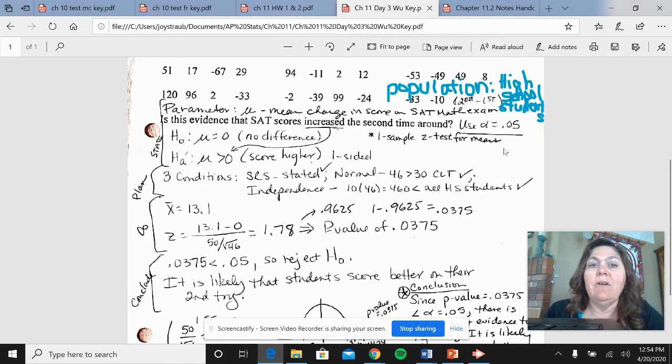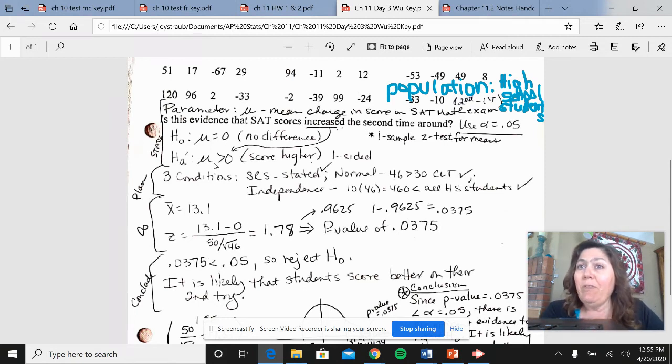Just like in confidence intervals, I mentioned that AP likes to see you state the procedure. So we are doing a one sample Z test for means. There it is stated. Also in my state is my H0 and my HA, and I already talked to you about the H0 being mu is 0 because there's no difference in the scores. And since we're getting an increase in the score, second minus first, we want that mu to be greater than 0. That would show that it is higher.